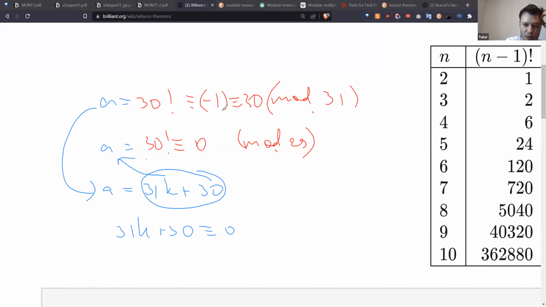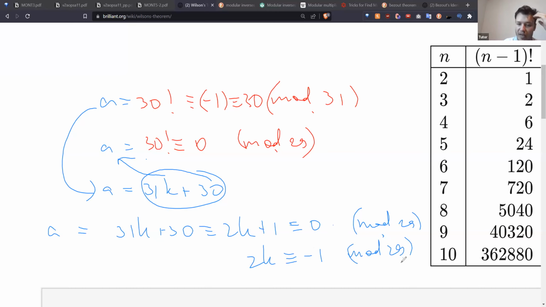It's congruent with 0 mod 29, but what is this congruent to mod 29? Well, 31k mod 29 is congruent with 2k, and 30 is congruent with 1. And this entire thing is your a, and I know that a is also congruent with 0 mod 29. So basically I have the following: 2k is going to be congruent with minus 1 mod 29.